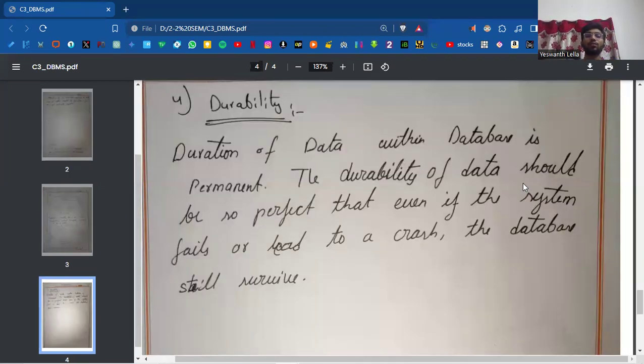Durability. The duration of data within the database is permanent. The durability of data should be so perfect that even if the system fails or crashes, the database should survive, which means the data should be permanent in the database without any fail. Even if malware attacks the software or the database, it cannot affect the valuable data inside it.